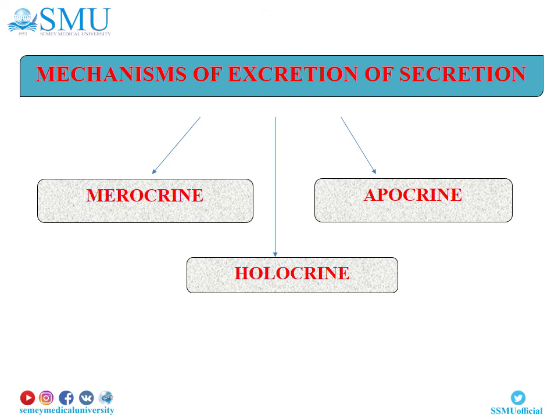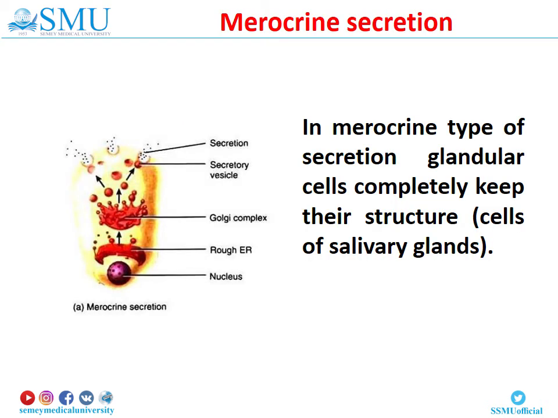Mechanisms of excretion of secretion. Depending on these, exocrine glands can be divided into 3 types: merocrine, apocrine, and holocrine. Merocrine type of secretion. In merocrine type of secretion, glandular cells completely keep their structure, for example, cells of salivary glands.